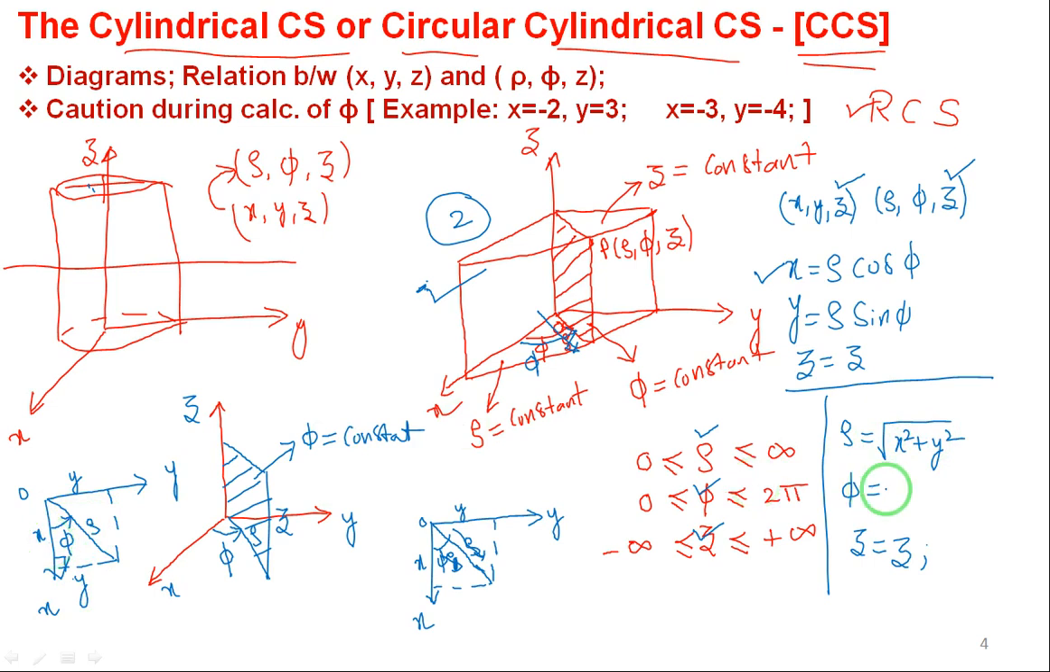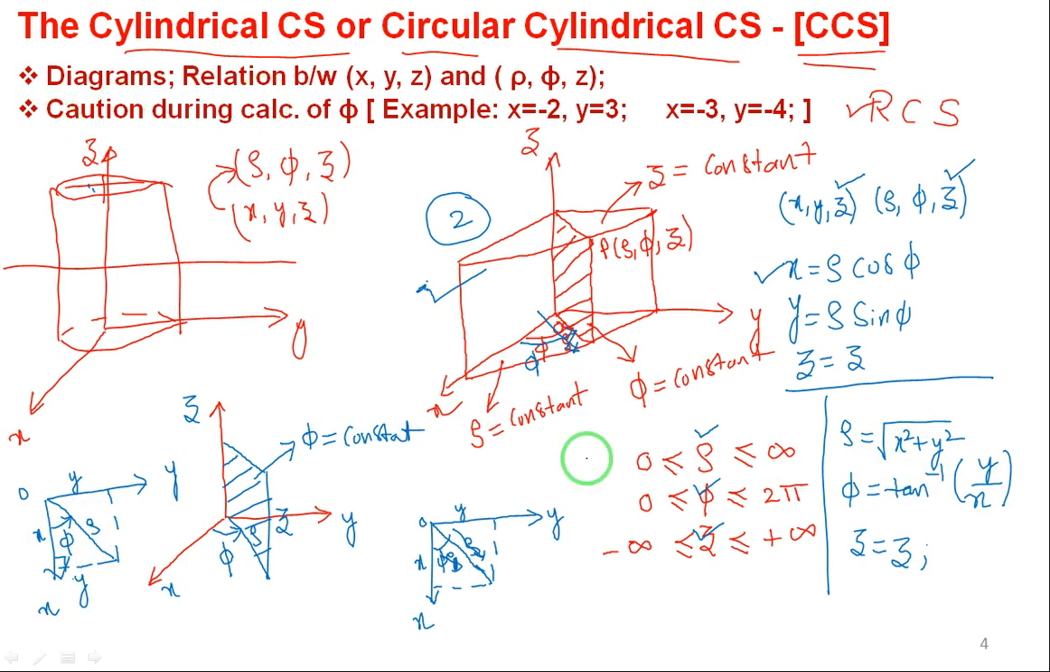So phi is equal to tan inverse of y by x. If I know the values of x, y, z, I can calculate the cylindrical coordinates rho, phi, z, and vice versa. I hope you came to know this. We know the conversions, then the diagrams we have seen, and the relationship between all those things.